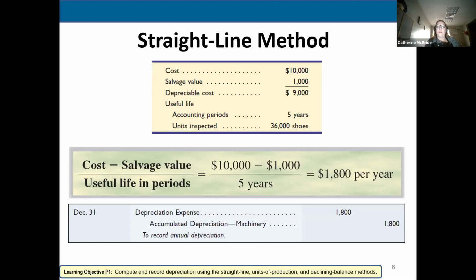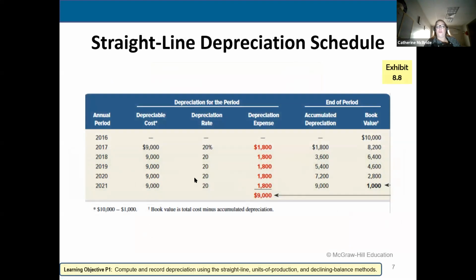So the first thing we're going to do is take cost minus our salvage value. So we have $9,000 divided by the life. That gives $1,800 each year for depreciation expense for 5 years. Our journal entry is going to be depreciation expense, and then we'll credit accumulated depreciation. I want to look at the schedule for how this works though.